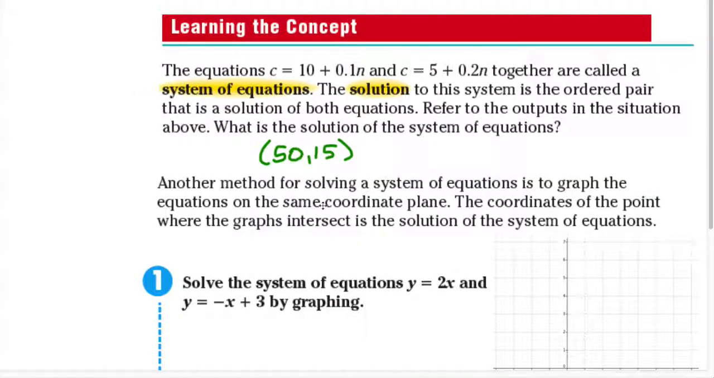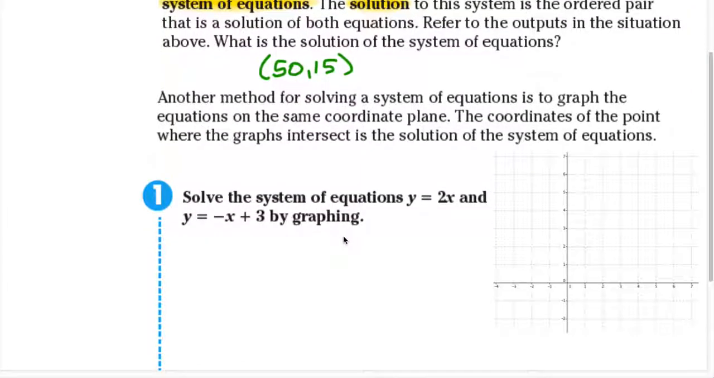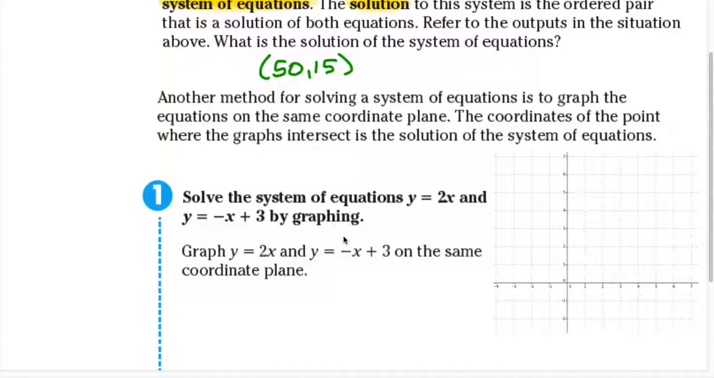So another method for solving a system of equations is to graph the equations on the same coordinate plane. The coordinates of the point where the graphs intersect is the solution for the system of equations. So let's graph y equals 2x and y equals negative x plus 3. We need to solve the system of equations by graphing. So we have equation 1, y equals 2x, and equation 2, y equals negative x plus 3. Let's graph both on the same coordinate plane.